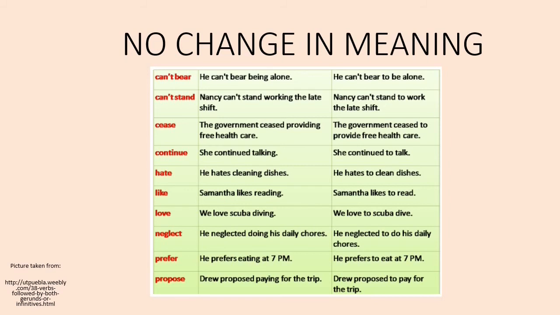The government ceased providing free health care. The government ceased to provide free health care, which means prestati. Continue, she continued talking, she continued to talk. She hates cleaning dishes, he hates to clean dishes, and so on and so forth. Neglect means zapostaviti. For example, he neglected doing his daily chores. He neglected to do his daily chores. Znači, zapostavio je dnevne zadatke, ne radi ih više.